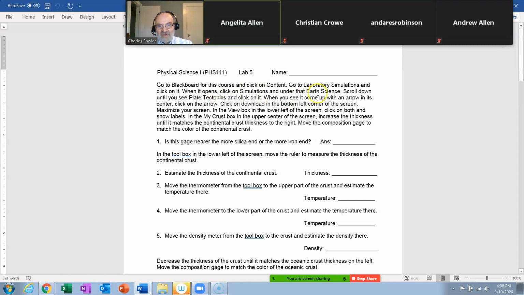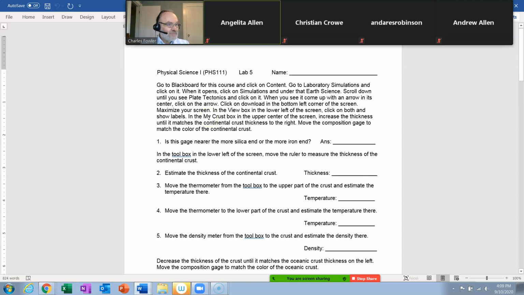Under Earth Science, scroll down till you see plate tectonics. Click on that. And when you see it come up with an arrow in the center, click on the arrow. So hang on to all these thoughts. Click on the download at the bottom left corner of the screen. Maximize the screen. In the view box, blah, blah, blah, click on both and show labels. You'll see what I'm talking about in a minute. In the My Crust, that's why it's good for you to have this printed off, so there's the instructions and you don't have to go back and forth.